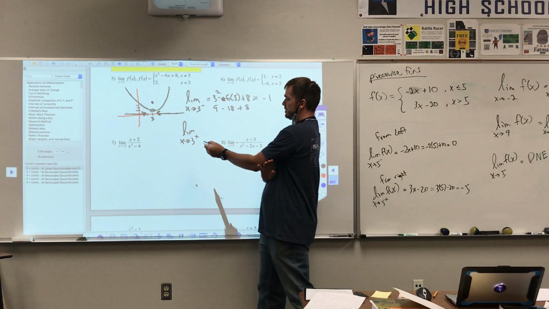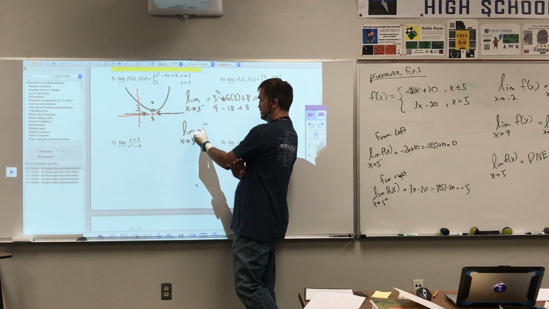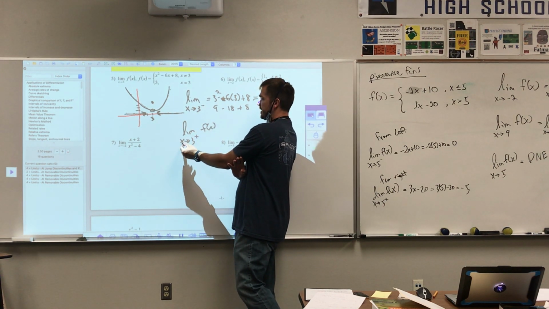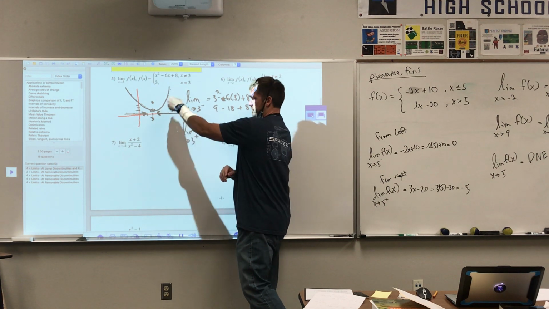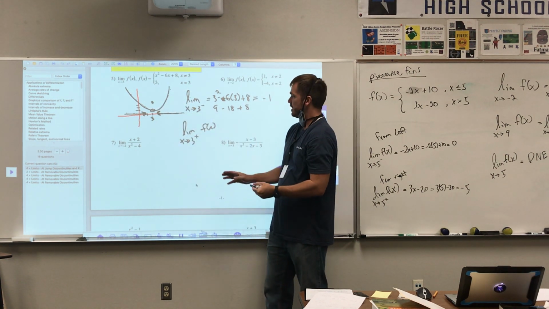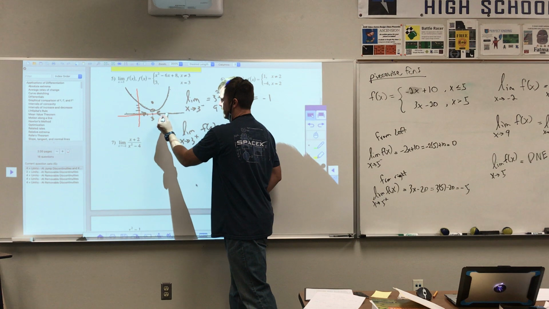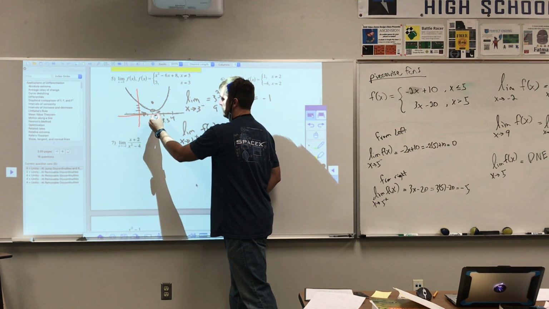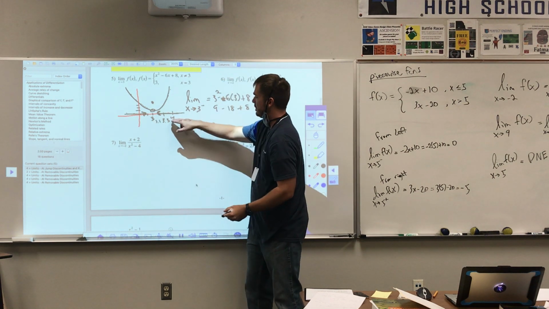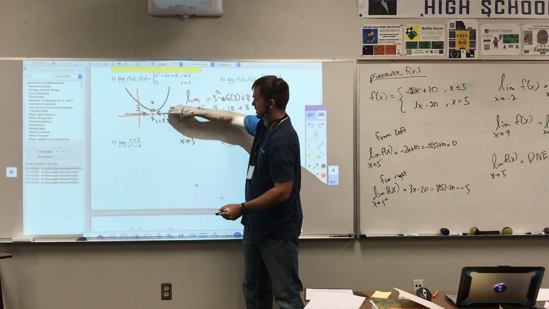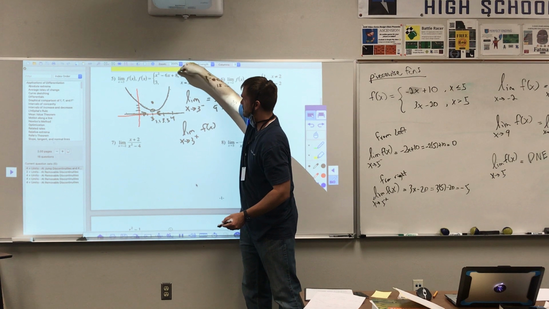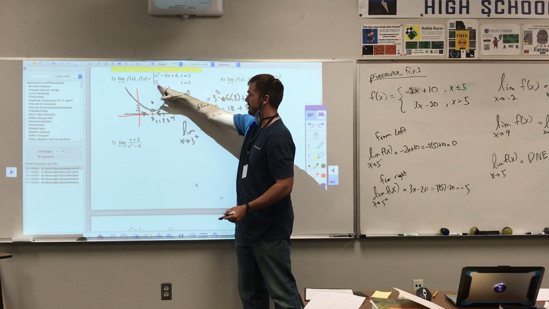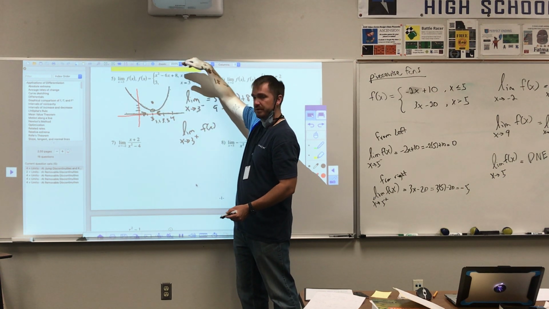The question is, when I have the limit of f of x as x approaches 3 from the right, you see the graph, right? If I want to find the value at 4 or at 3.5 or at 3.1, the graph is following this parabola. It's not following 3, it's following this formula.